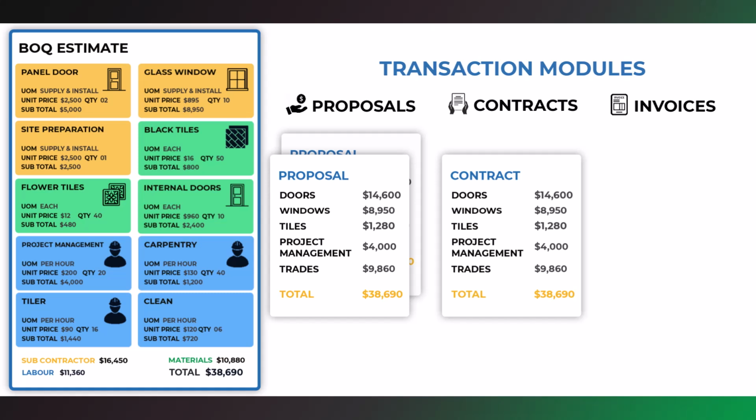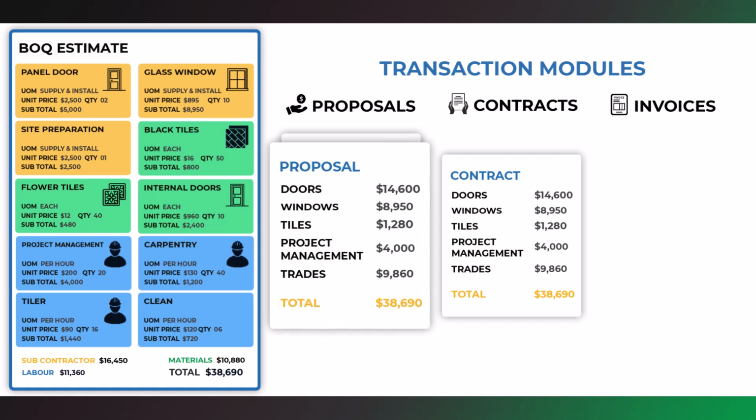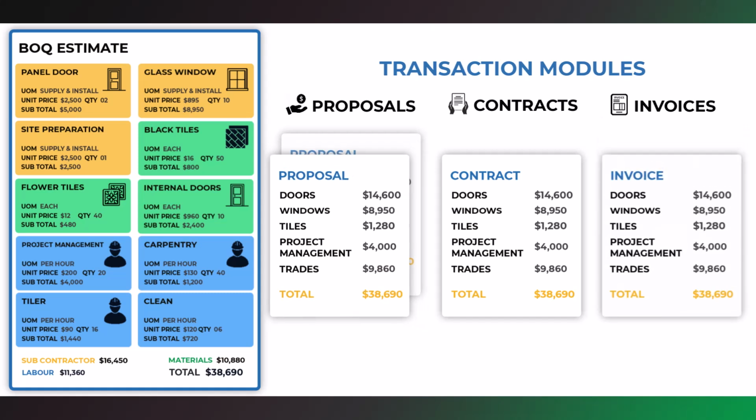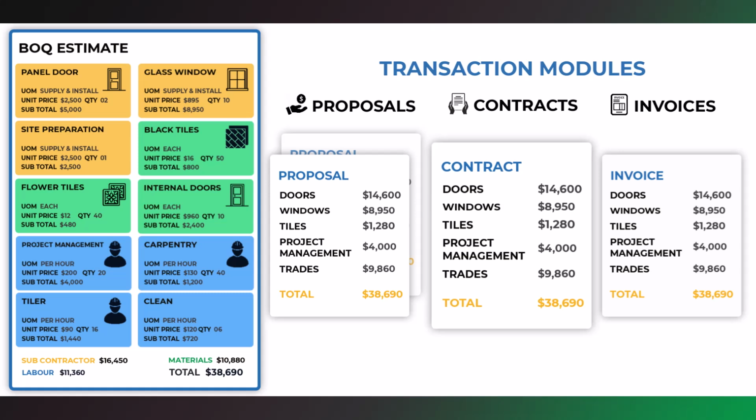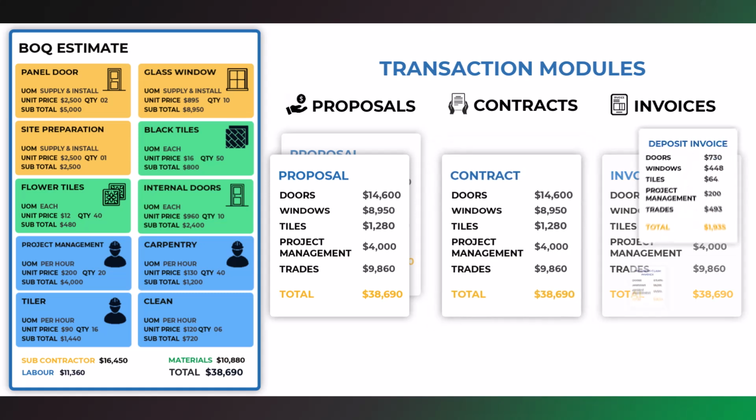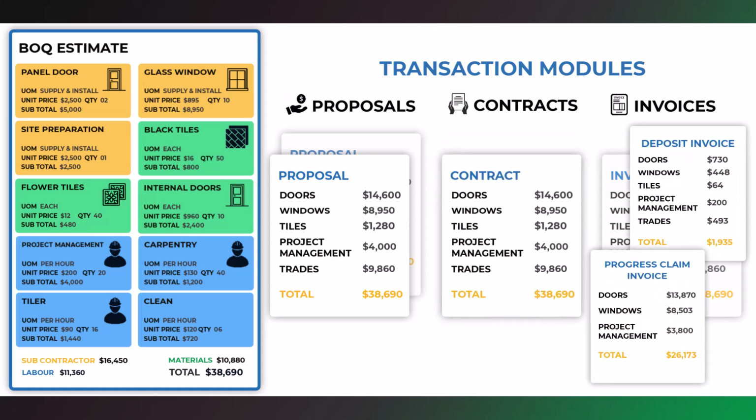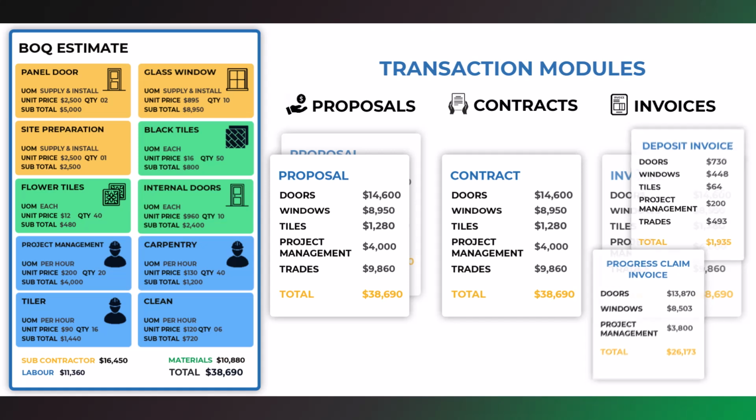When the contract is created, it inherits the same line items as the proposal. When it's time to invoice the customer, the items used on the invoice must originate from the contract. The value invoiced can be the full or partial amount of one or many line items. Watch the invoice and forecasting video for more information on the invoicing options.